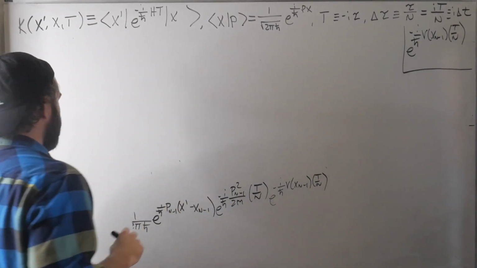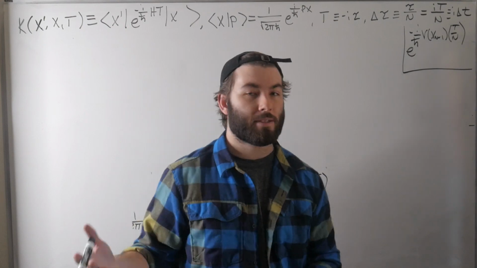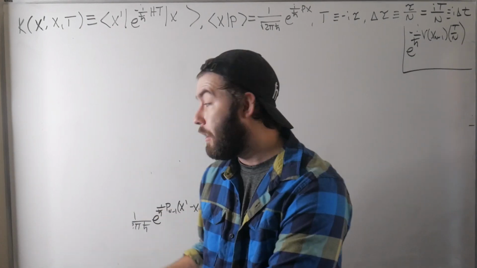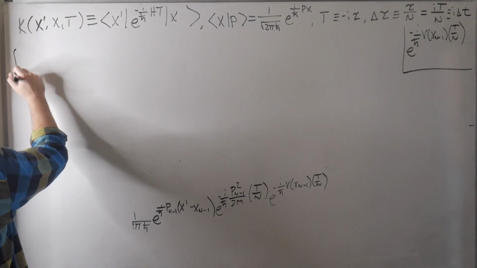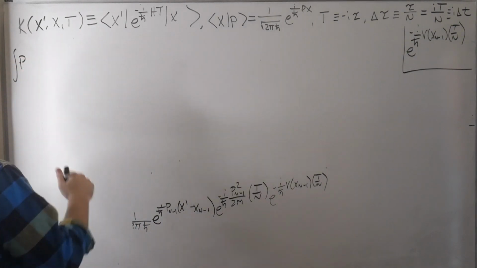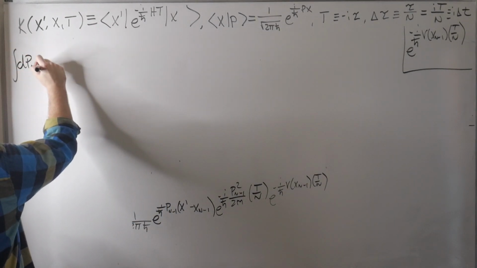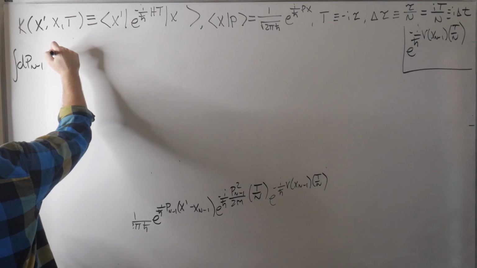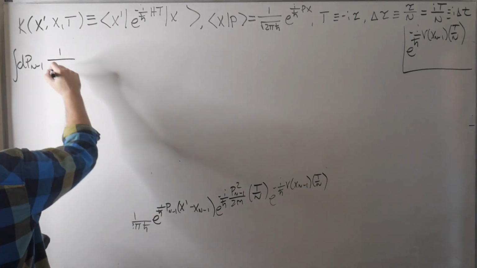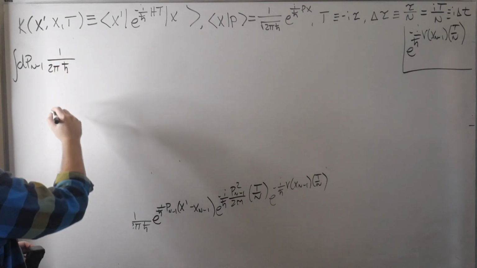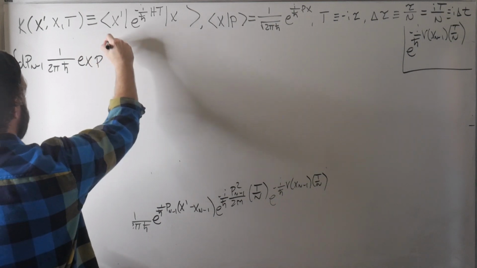And now what I want to focus on is the momentum term. In principle, in reality, we'd be doing these momentum integrals for all n of them, but let's just look at the p sub n minus 1 for now. So we have an integral dp sub n minus 1, and we have a 1 over 2 pi h bar. And then we have an exponential.